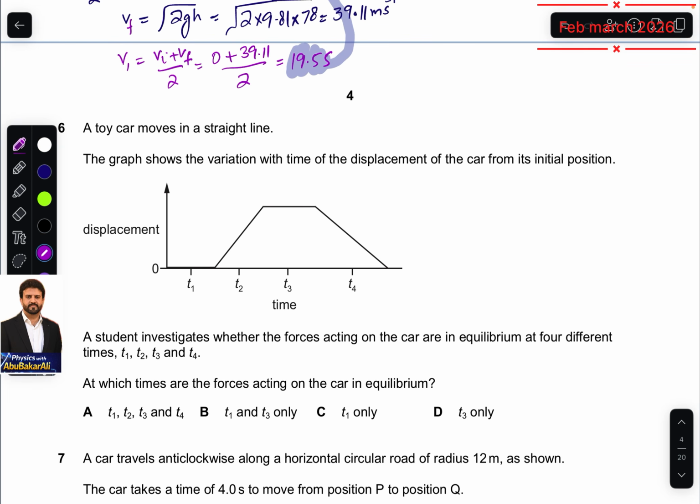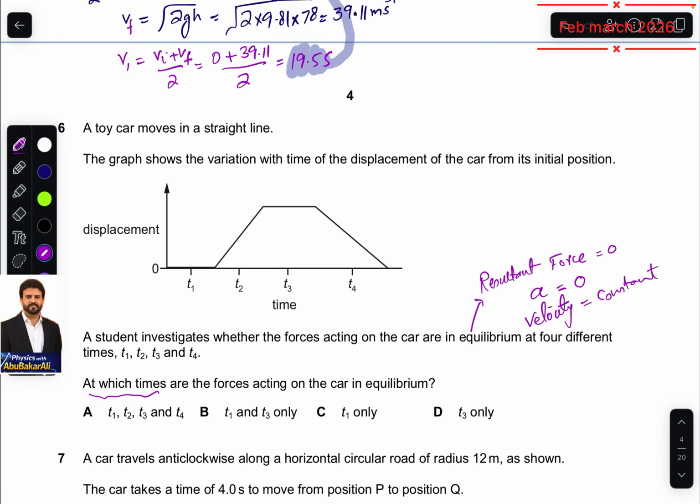For equilibrium, what we know is the resultant force should be equal to 0. So it means the acceleration should be equal to 0, which means the velocity should be constant, whatever the value is. At which time are the forces in equilibrium? They're not asking for the interval, they're asking for the exact time.